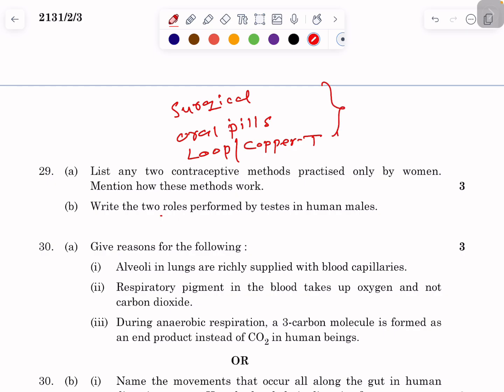Now write the two roles performed by the testes in human males: formation of sperms and secretion of the hormone testosterone.